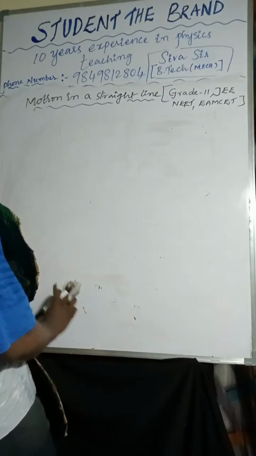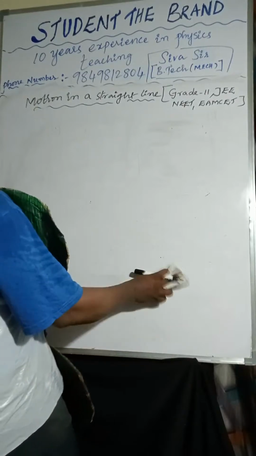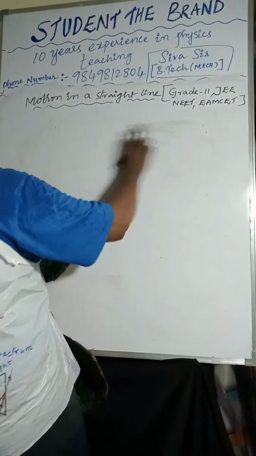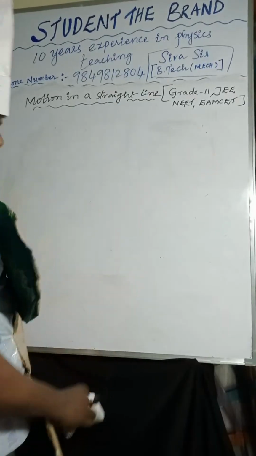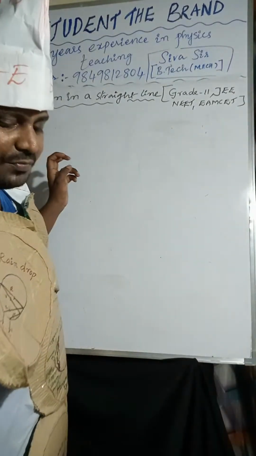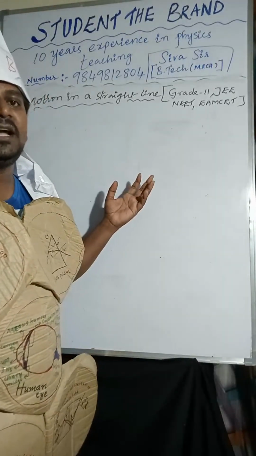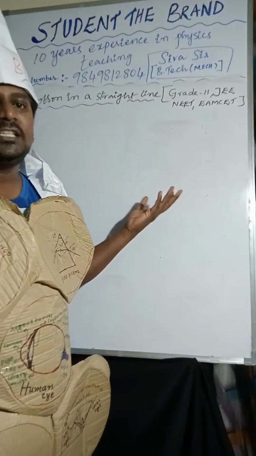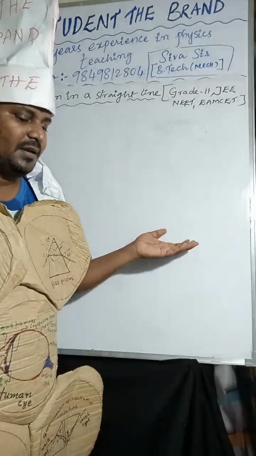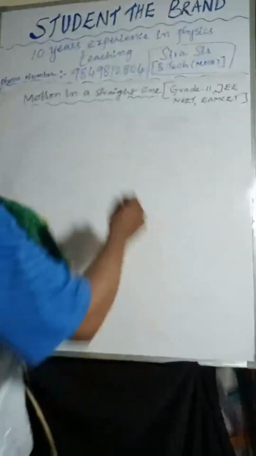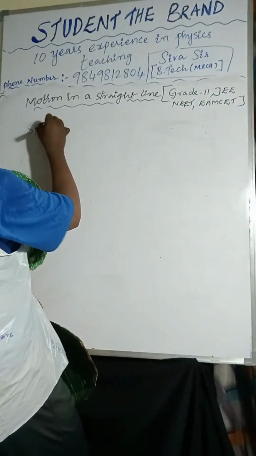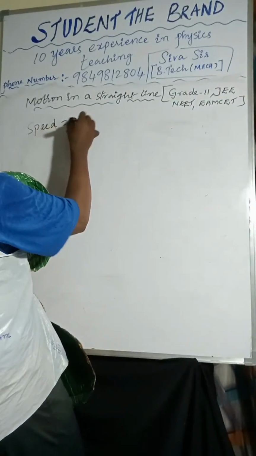And one more example, that is about uniform speed. Normally, what is the speed formula? Distance by time taken. The speed formula is distance by time taken. So speed equals distance by time taken.